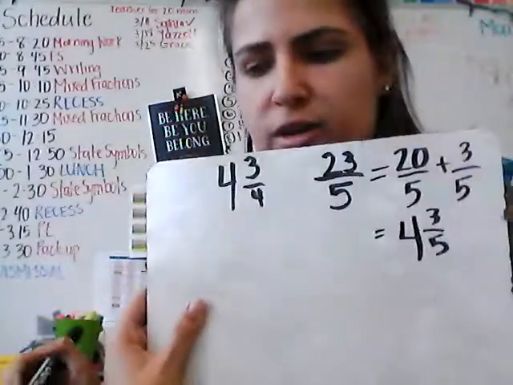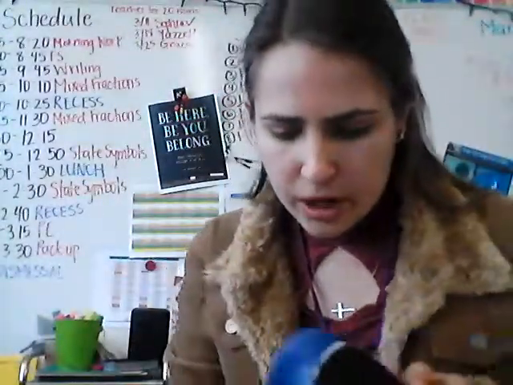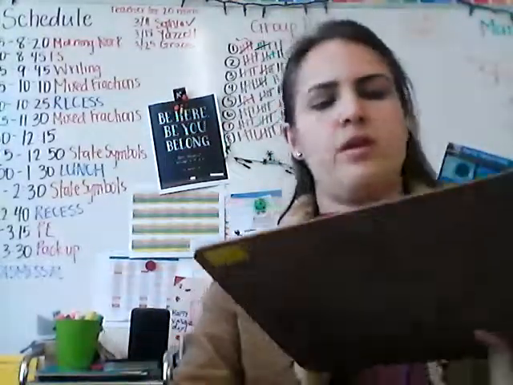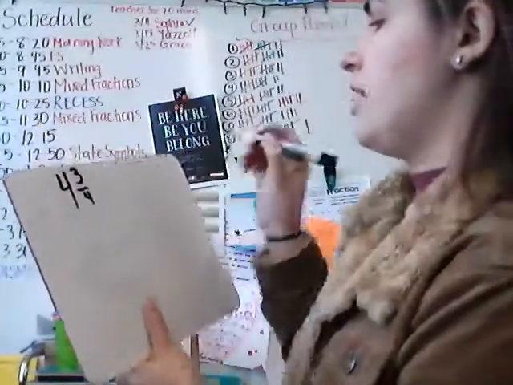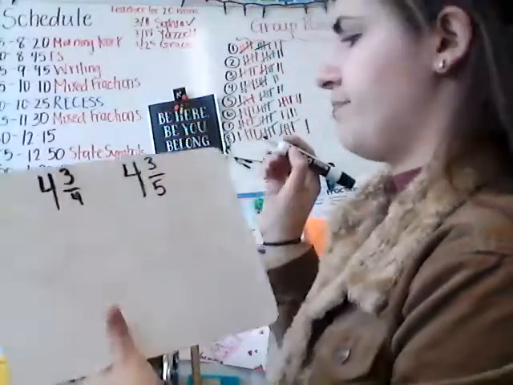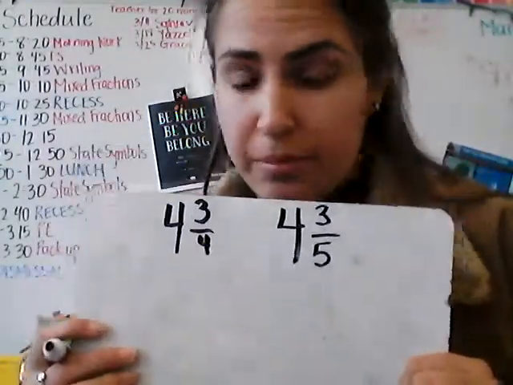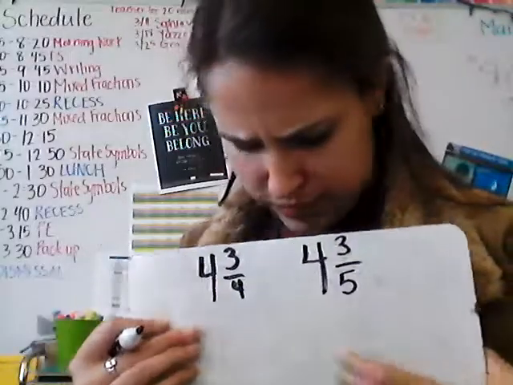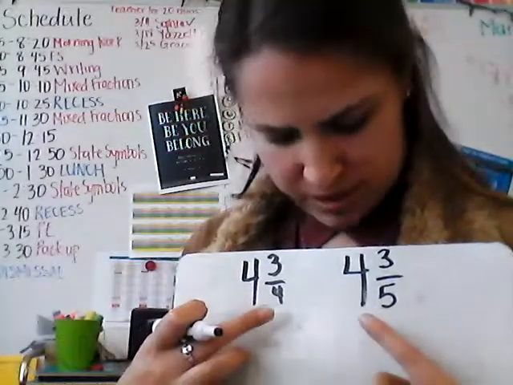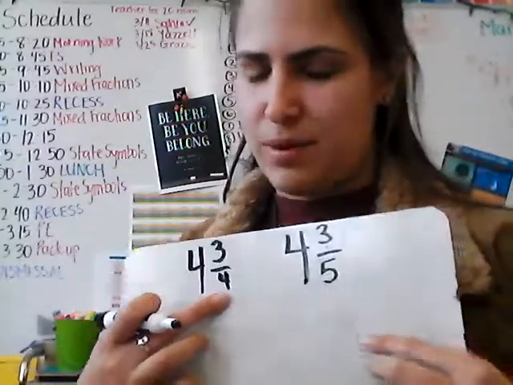So just for the sake of space, I'm going to erase my board. So now I have 4 3/4, and I'm comparing it to 4 3/5. Okay. So a little easier to compare now. We see that we have the same whole numbers in the mixed fractions, but the fractions have different denominators, so it's a little difficult to compare.